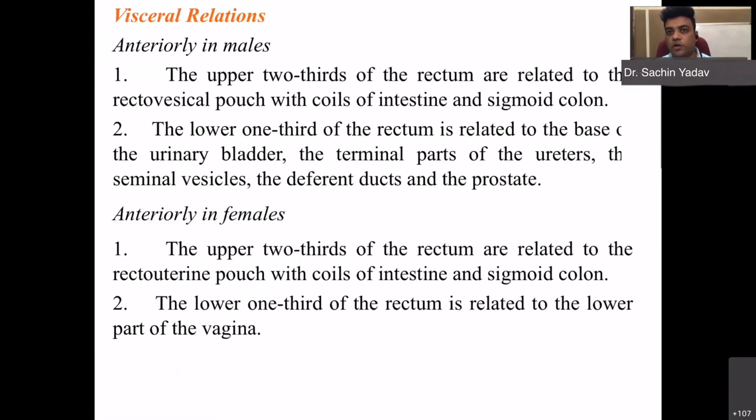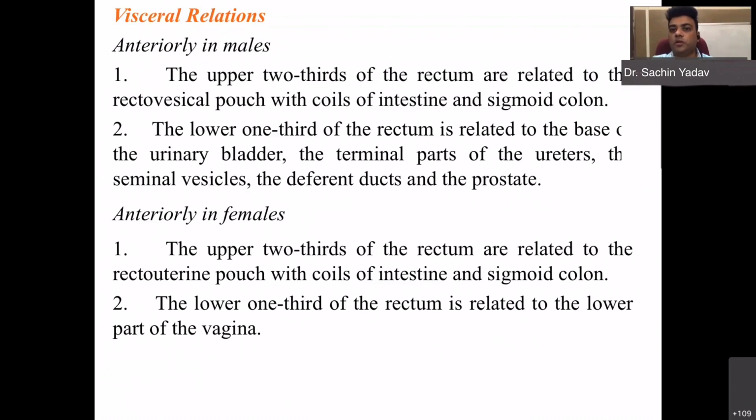Now the organs related to the rectum. In male, anteriorly the upper two-thirds of the rectum is related to the rectovesical pouch, as I have shown you in the previous slides. In that rectovesical pouch, the small intestinal coil, mostly the ileum, will lie along with the sigmoid colon. The lower one-third of the rectum is related to the base of the urinary bladder.